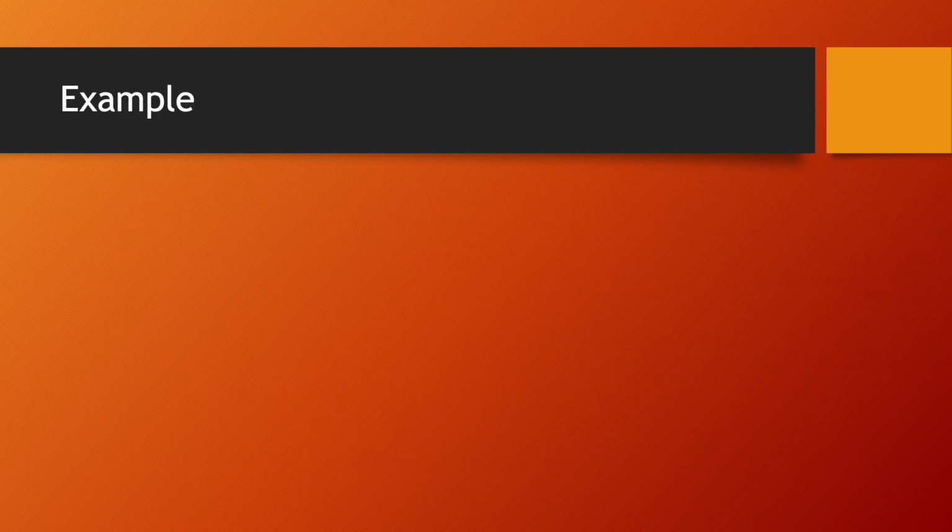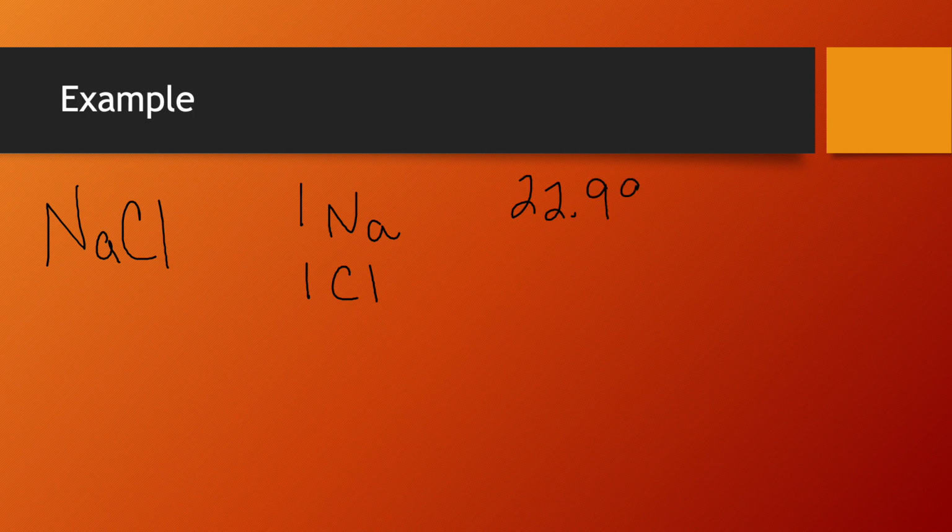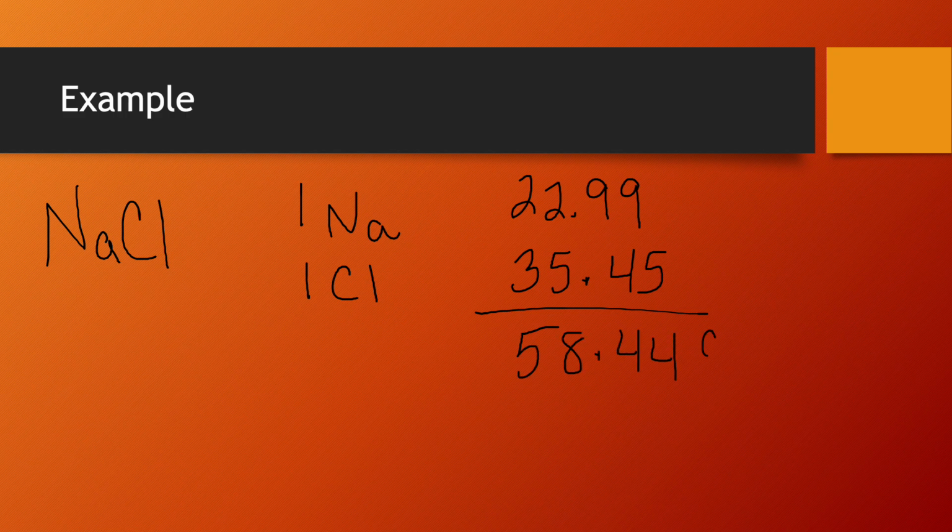Let's take a look at another example, calculating the molar mass, this time of sodium chloride. Well, we have 1 atom of sodium, 1 atom of chlorine. The atom of sodium has an atomic mass unit of 22.99, and then chlorine has an atomic mass of 35.45. If you add those 2 together, we're going to get 58.44 grams per mole. That's the molar mass for sodium chloride.